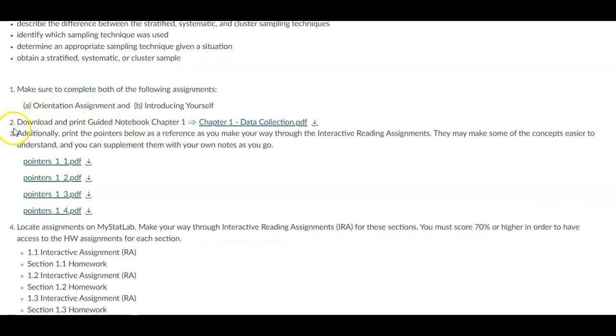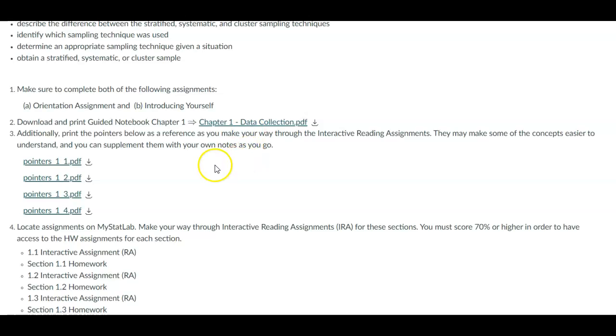Look at number 2, where it says download and print guided notebook chapter 1. You'll click on that and you can download it to your computer. You can either print this out, or if you have a tablet and you're able to write on it, it's your choice. When you download this, it's going to give you a guided notebook to help you as you go through the textbook in the interactive reading assignment.